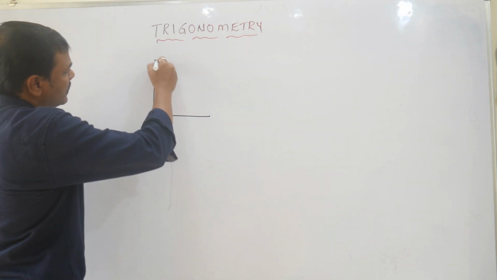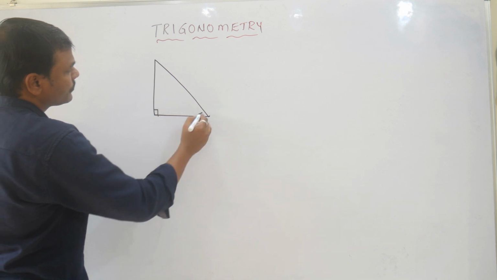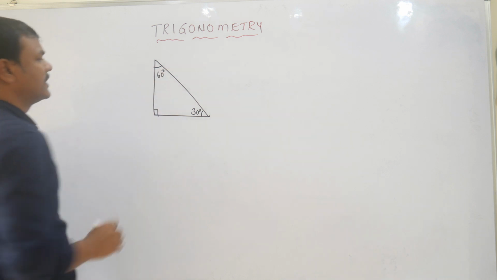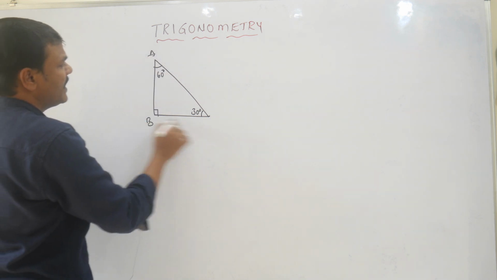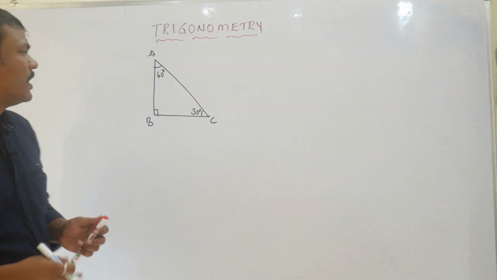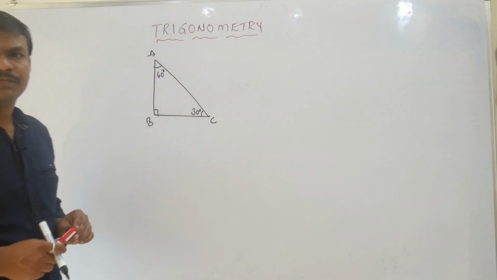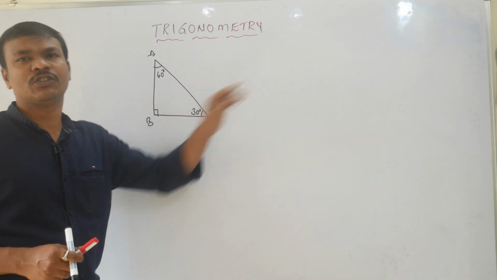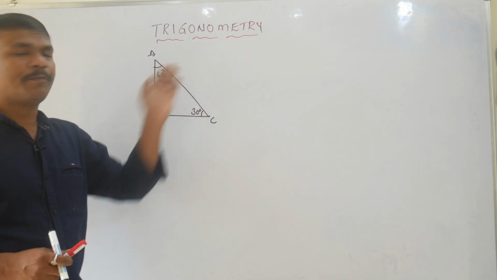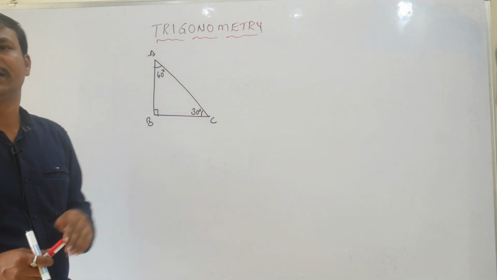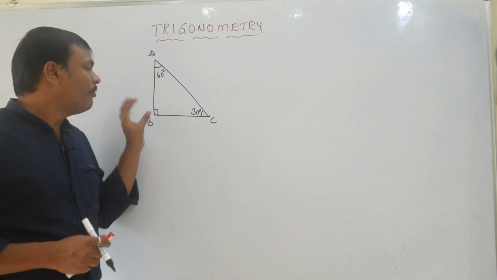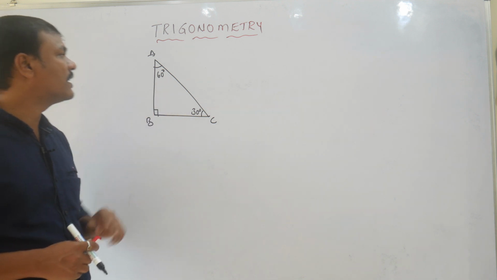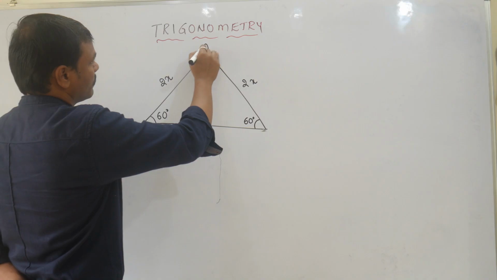For this, we are going to take a right angle triangle, with one angle 30 degrees and another angle 60 degrees, triangle ABC. When we have a right angle triangle and we know the values of the sides, we can easily write the ratios of sine as opposite by hypotenuse, and cos as adjacent by hypotenuse. So the important thing is to find the ratios of the sides of a right angle triangle when the two angles are 30 degrees and 60 degrees.